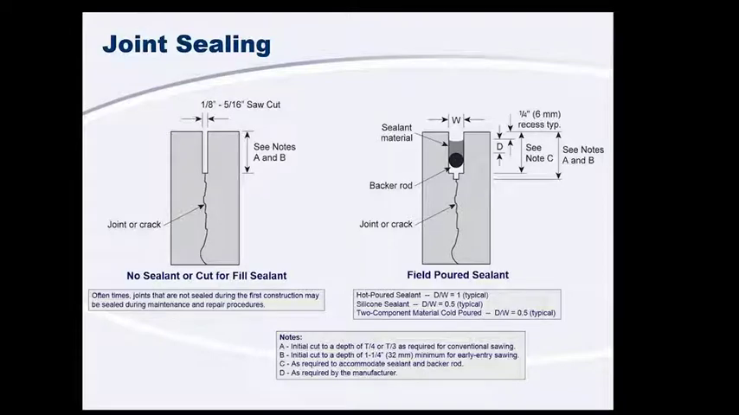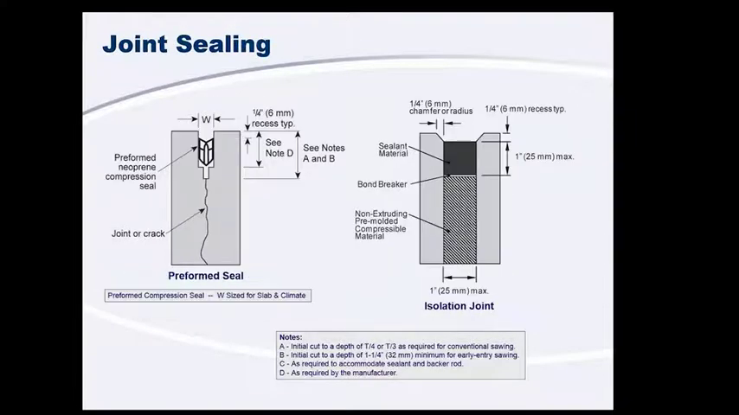So when you are using field poured sealants, it's important to know your depth to width ratio. And this will depend on which kind of sealant you're using. You can see here some typical recommendations for hot poured sealant, silicone sealant, and 2-component material cold poured sealant. You're going to want to know what the manufacturer's recommendation is for that sealant, and that's what you're going to want to abide by when you're using that kind of sealant.